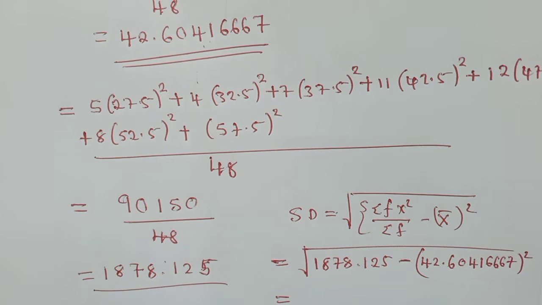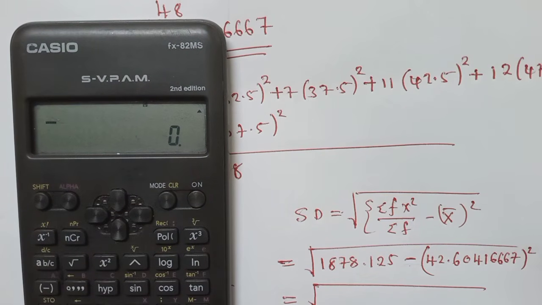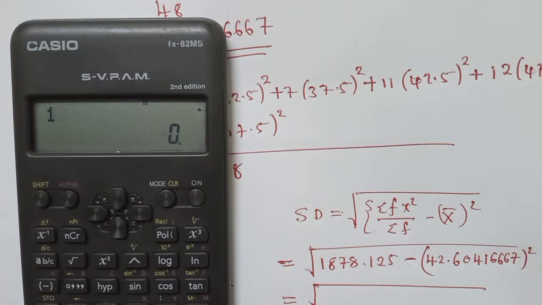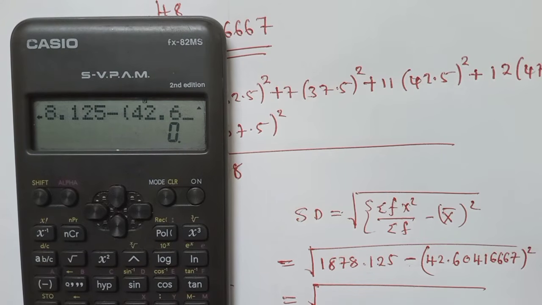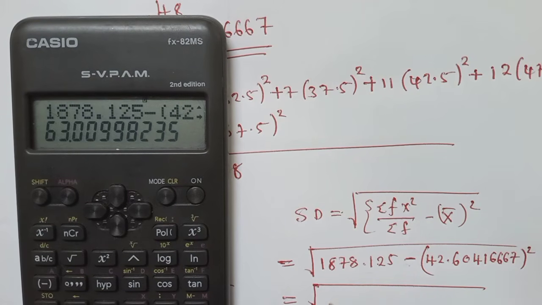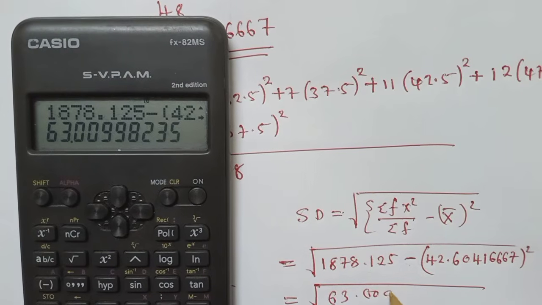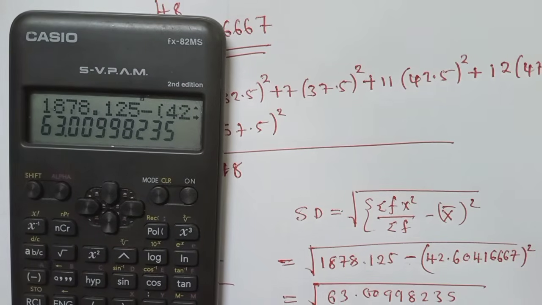So now we can punch on our calculator. Get your calculator and start with the 1878.125 minus open bracket. We just work out what is inside here, 42.60417 close, and the power 2. So we're getting 63.0099823. Okay, so this is what we've gotten.